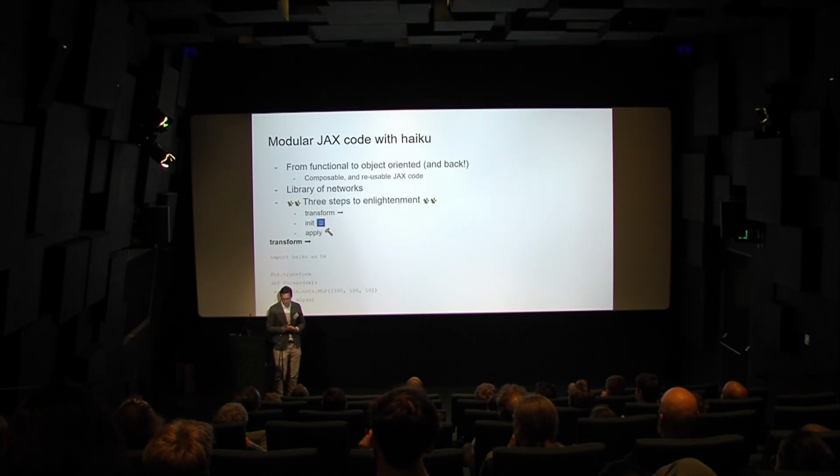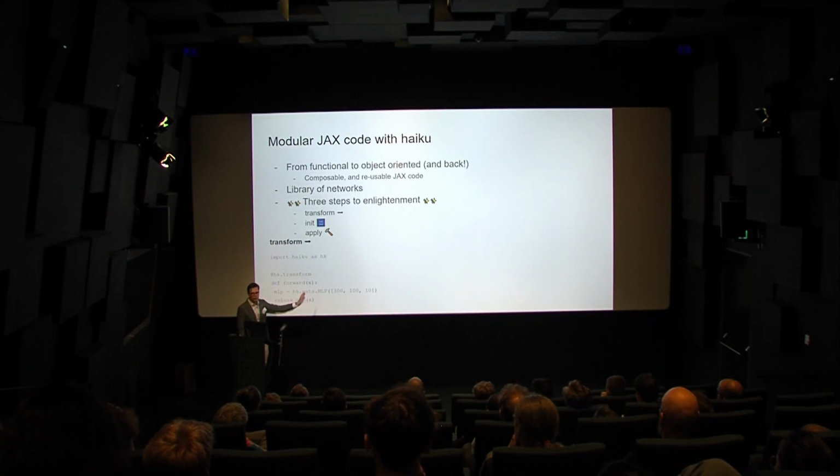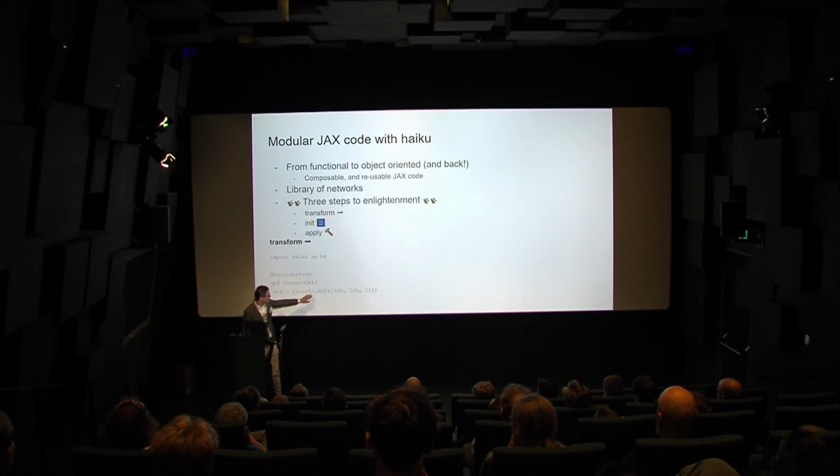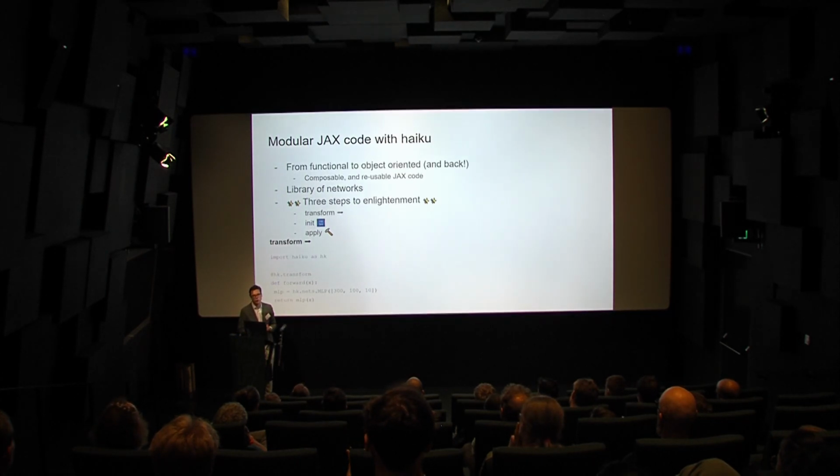So here, for example, is a multi-layer perceptron. This is a network of 300 by 100 by 10. And here we just apply it on these input features. So the first step is to transform it. In this multi-layer perceptron, there are all these weights and biases of the network. But I told you it has to be a pure function. So hk.transform turns this function into something that has all the parameters back in the function.